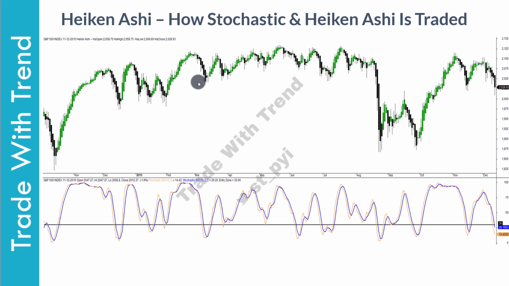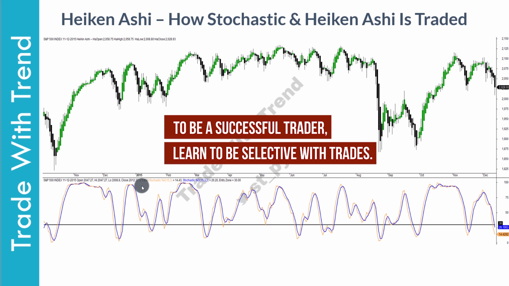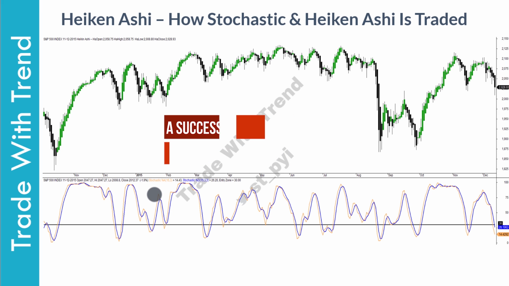When Heiken Ashi candlesticks and stochastic are combined together, the most common way to trade is to buy when the stochastic indicator moves below 30 and to short when the stochastic indicator moves above 70. Now this is a method that is recommended in various sources, and while the basic concept is right, execution of this method has to be very selective.